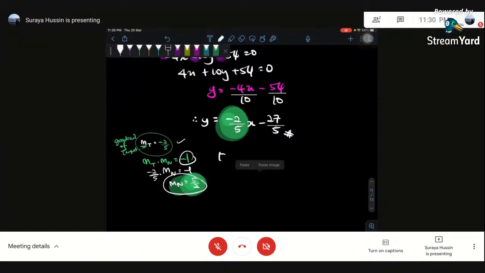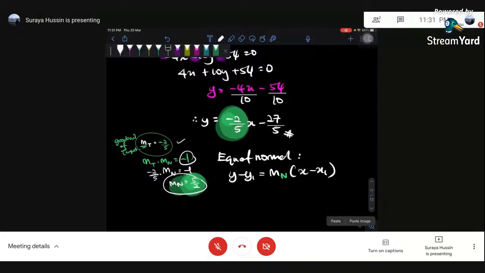So now our equation of the normal line menunjukkan y minus y1 equals to mn times x minus x1. N means normal. Formula ni sangat familiar dah dengan kamu semua. So y minus y1, still remember x1 dan y1 kita adalah negative 1, negative 5, right? So this will be positive 5. Am I right?